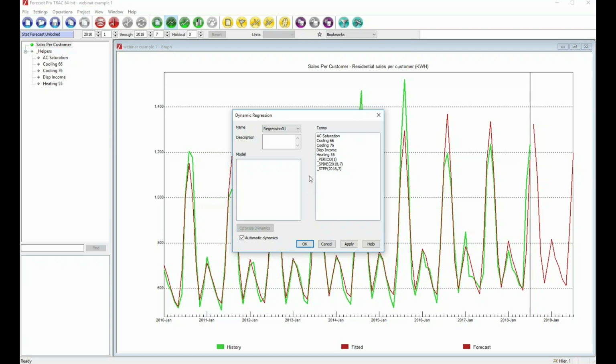For our example, we're going to start by really concentrating on explanatory variables, and we've got a bunch of them. We've got the two different cooling degree day variables. We have the heating degree days. We've got the air conditioning saturation rates and the disposable income. So I've listed all of our independent variables here, and there's a question of which ones I want to include.